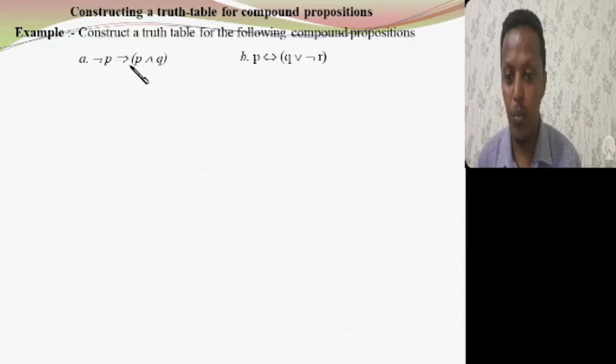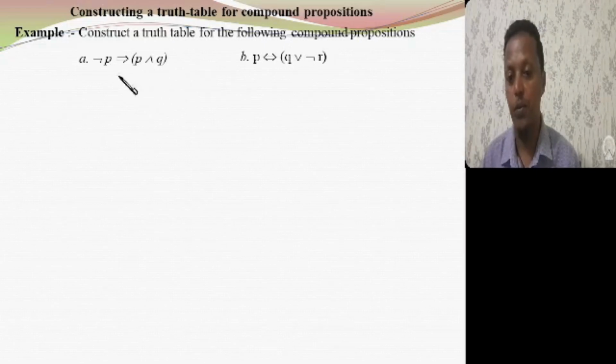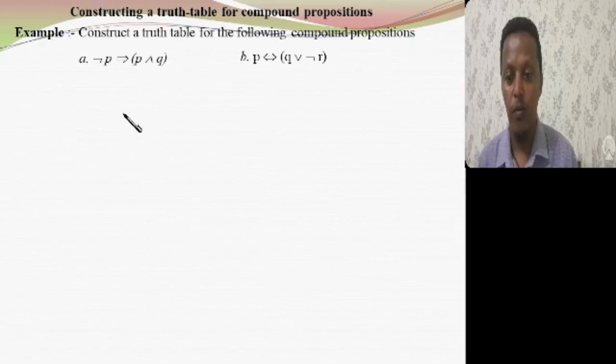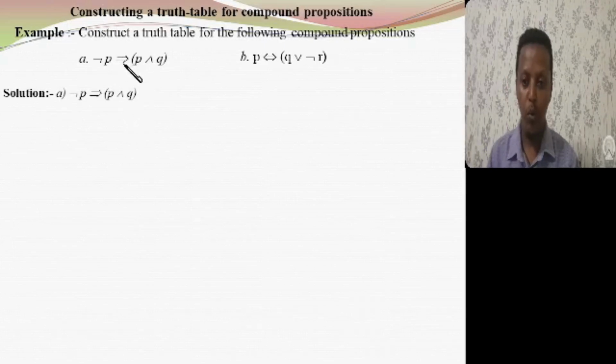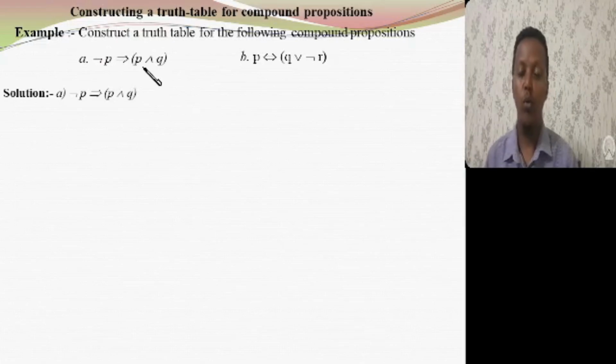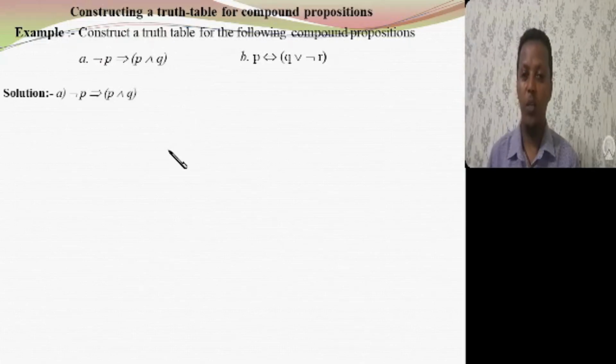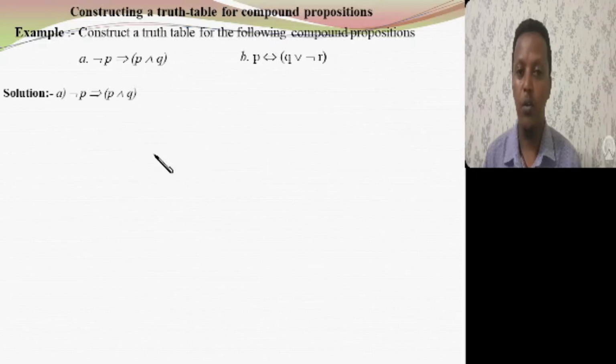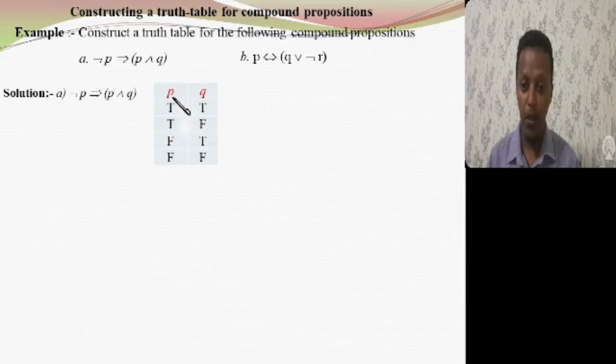The first one: negation P implies P and Q. So you have two component propositions in the compound PQ. If a compound proposition has two component propositions, how many logical combinations do we expect based on their truth values? We expect 4. So first we list the 4 possibilities.